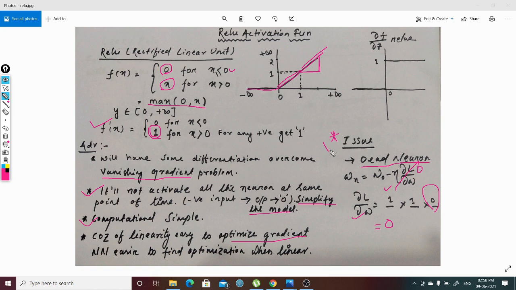Let's see how we are going to overcome this problem in the next activation function. So this is all about the ReLU activation function.